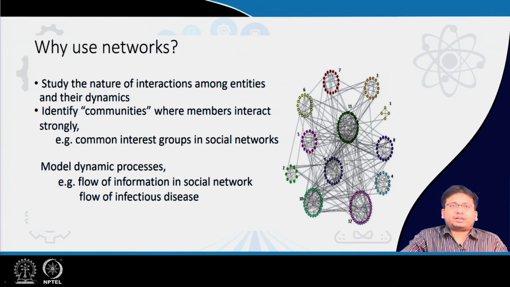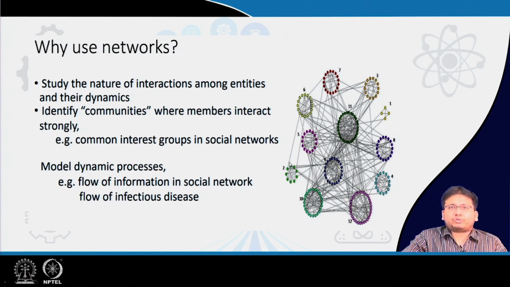Now, there may be some kind of dynamical process, like the flow of information in a social network. We know that in social media like Facebook, if someone posts something, that post can be shared by other people, and the friends of those people can see that post, and then they can further share it, and then their friends can see the post, and so on. That is the way a post can become viral. That is an example of a dynamic process in a social network.